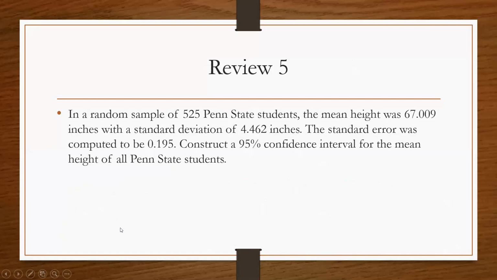Review 5. In a random sample of 525 Penn State students, the mean height was 67.009 inches, with a standard deviation of 4.462 inches. The standard error was computed to be 0.195. Construct a 95% confidence interval for the mean height of all Penn State students. All right, so I'll give you guys a little bit of time to interpret this. You guys don't have to do the ending, like, you know, I am 95% confident, all that stuff. I just want you guys to give me the range.